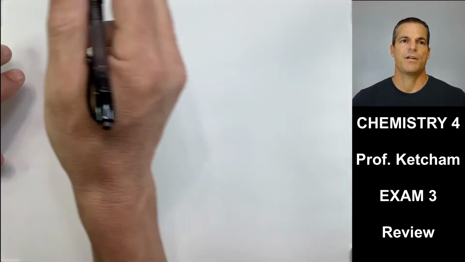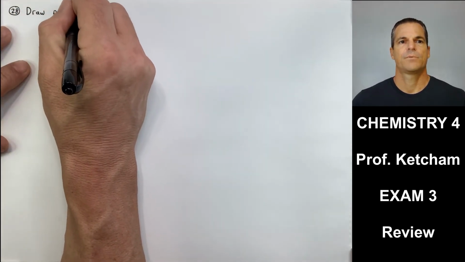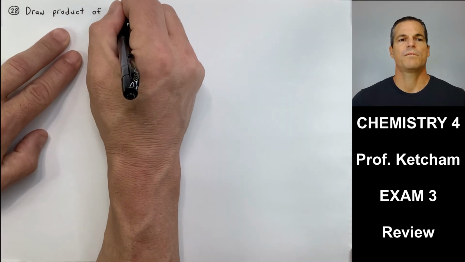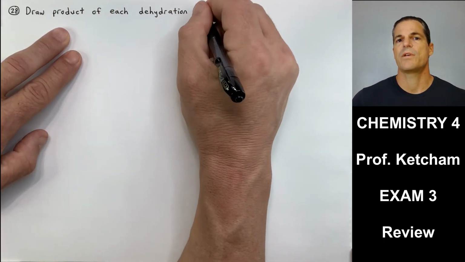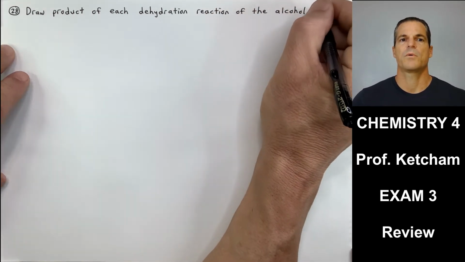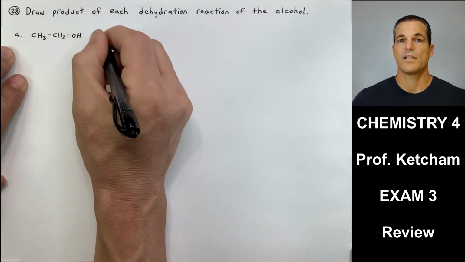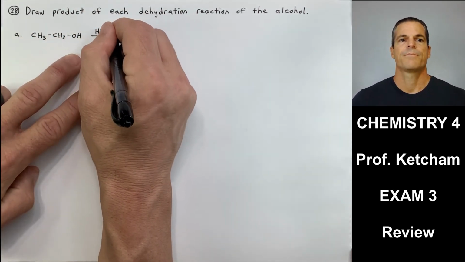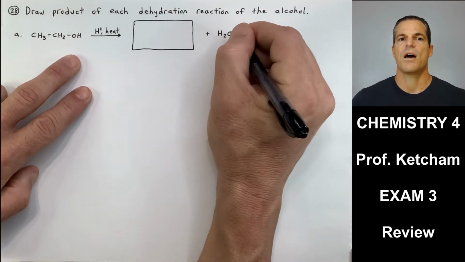All right, next page here. We're still on chapter 12, the middle chapter. So the 28 from chapter 12 says, draw the product of each dehydration reaction of the alcohol. So this is some specific instructions. We're going to dehydrate an alcohol. Dehydration of alcohols always gives you the alkene. Okay? So CH3CH2OH in the presence of hydrogen ion and heat.